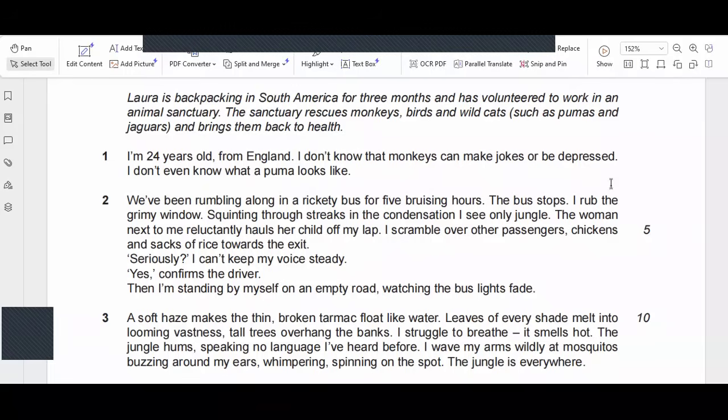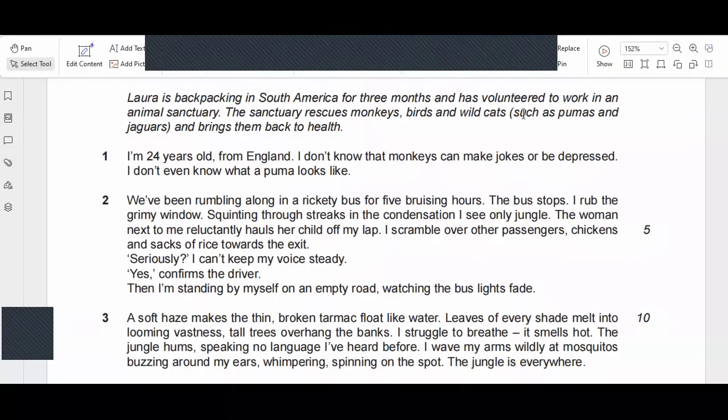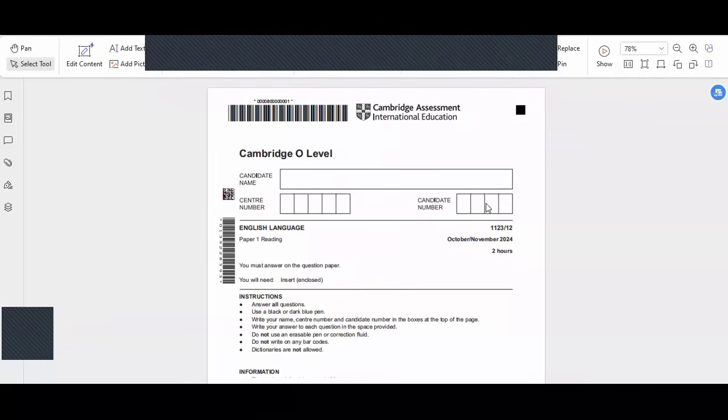Before proceeding to read the paragraph, make sure to have a look at the question, just in case the focus of the question can be highlighted. So the question paper is here.